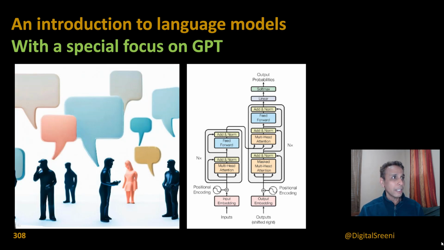So the goal here is to understand what these language models are, and with a special focus on GPT. And as you can see on the screen, there is a quick snapshot of a transformer network. If you already know what that is, you probably are one of the few people who have done your homework.